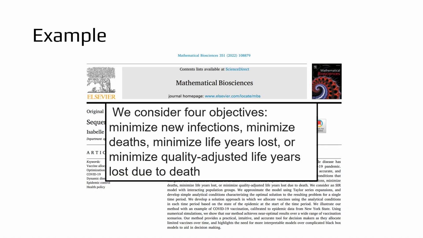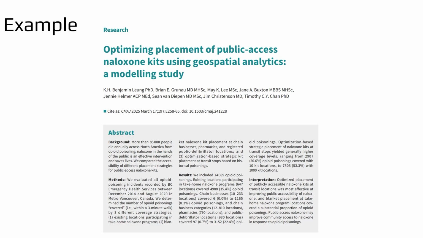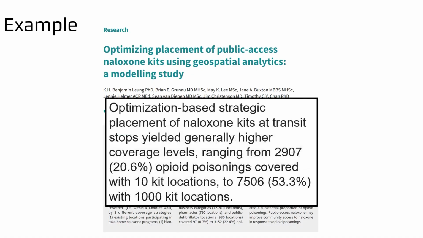Here's an example by Ben Lung and Timothy Chan as a senior author. They looked at optimizing the placement of public access naloxone kits using geospatial analysis. So they took the city of Vancouver, which has a large number of overdoses due to opioids, and they said if there were publicly distributed naloxone kits, where should they be located in order to minimize the number of overdoses? You can see optimization-based strategic placement of naloxone kits at transit stops yielded generally higher coverage levels. Opioid poisoning is covered with 10 kits compared to 1,000 kit locations.